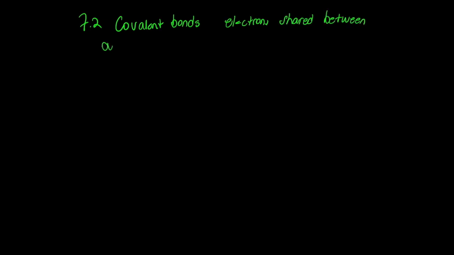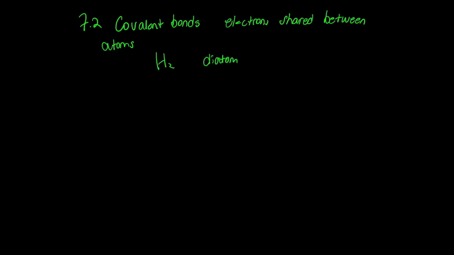Now, covalent bonds are completely different, okay? Covalent bonds happen when you have sharing of electrons between atoms, okay? And this is section 7.2. Now, we know that atoms are shared with one another because hydrogen, for example, is a diatomic molecule.